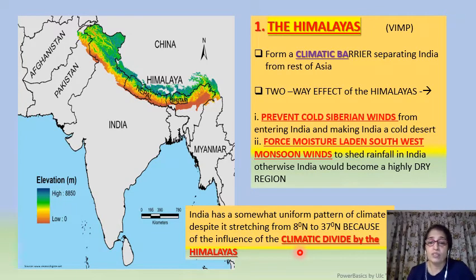So it's very important. India has a uniform pattern of climate because of the climatic divide by the Himalayas. Divide meaning it keeps out the cold and it breaks the heat by bringing monsoon. I hope you understood this.